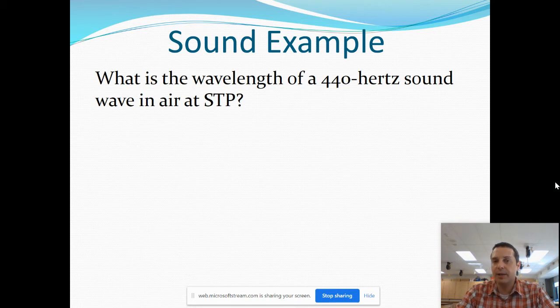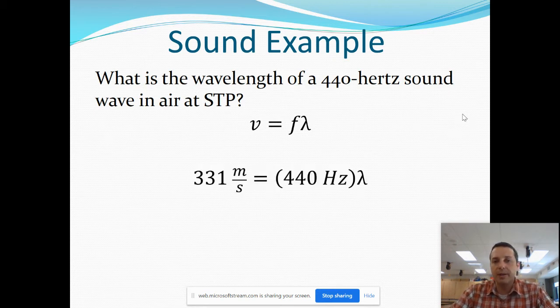I'm trying to find wavelength, and those three variables, velocity, wavelength, and frequency, are all related by our wave equation, which is velocity equals frequency times wavelength. Plugging in those values, we can plug in for velocity, 331 meters per second, and frequency, 440 hertz, and then all we're solving for is our unknown variable, which is wavelength. If we take 331 and divide it by 440, we end up with a wavelength of 0.75 meters.